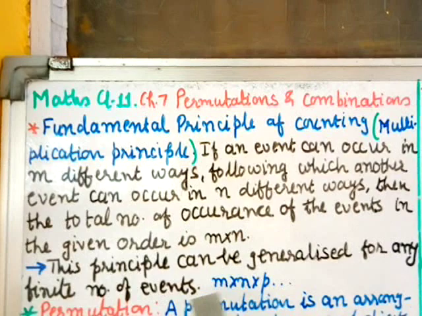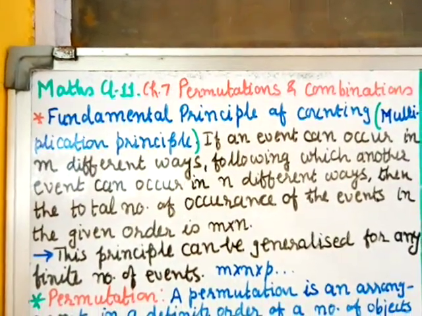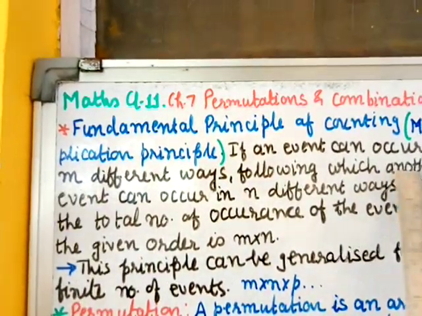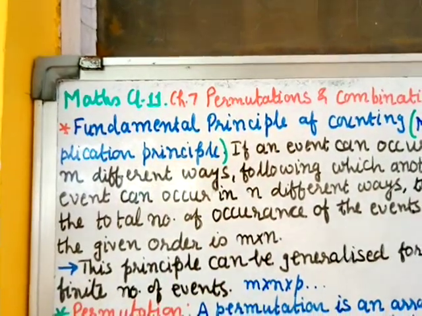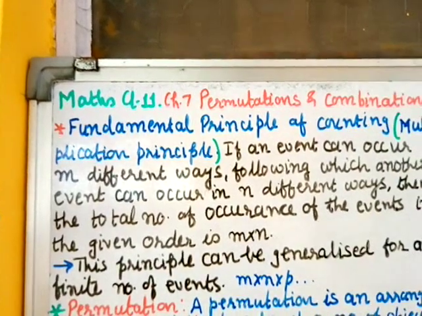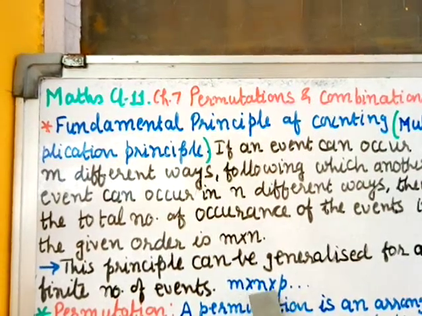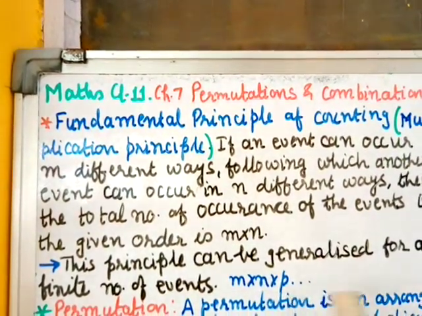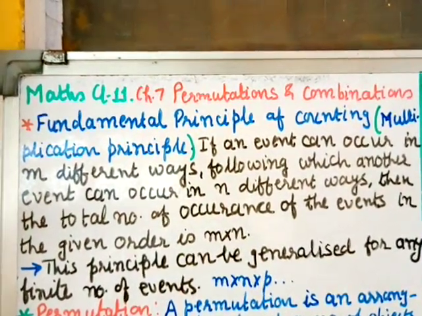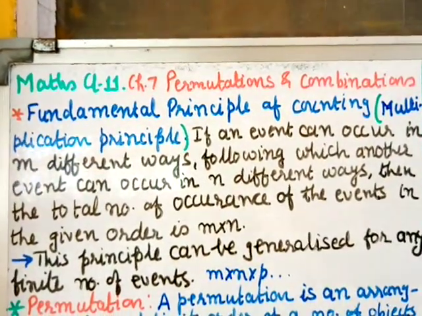And this principle can be generalized for any finite number of events: m cross n cross p and so on. Suppose the first event occurs in m different ways. Following that, another event happens in n different ways, and the next event in p different ways. Then the total will be m into n into p. So this is called generalization. You can have a finite number of events occurring in different ways in the order you have to take. So that is the fundamental principle of counting, or simply the multiplication principle.